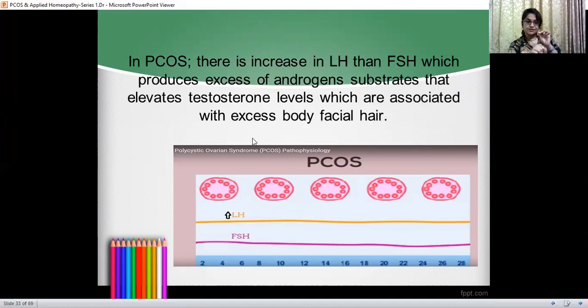So why is there alopecia or excess facial hair? Because of excess androgens. Why is there excess androgen? Because there is an increase in LH. This increase in LH elevates the testosterone levels. And when there is an increase in testosterone level, you get facial hair and hirsutism.